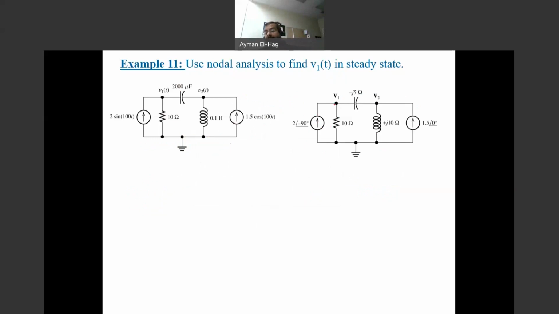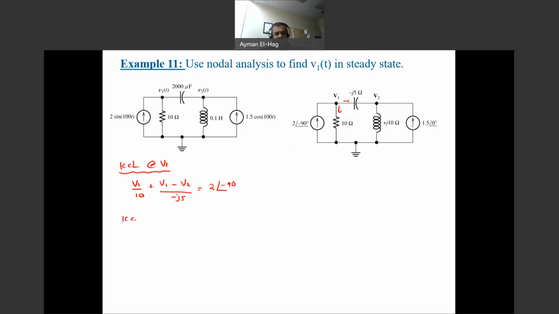So here we have two nodes, V1 and V2, and this is the reference. So we apply KCL at V1. We'll assume the currents are leaving, except if the currents are given to us as a current source; this I cannot change its direction. So the current that goes down here is V1 divided by 10, plus (V1 - V2), the current that goes to the right, divided by -j5. Now this current is entering the node, so this is equal to 2∠-90°.